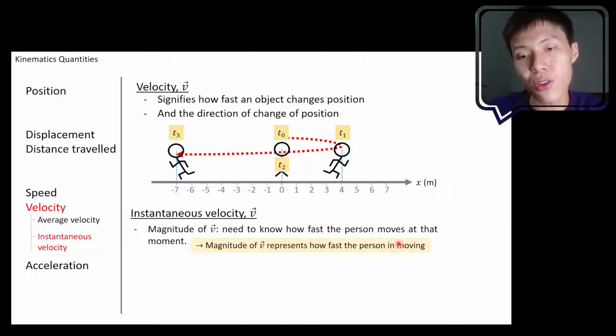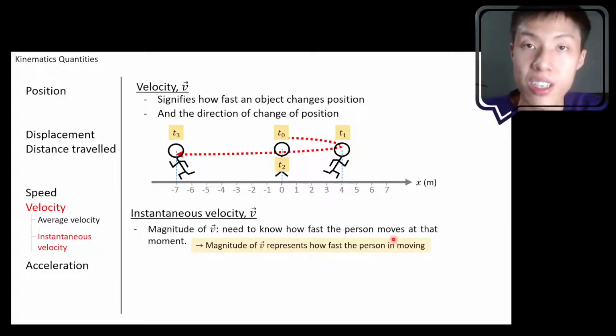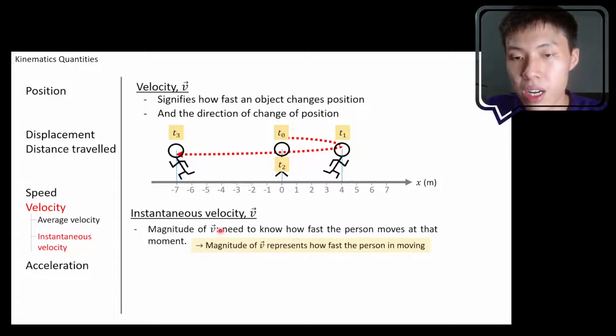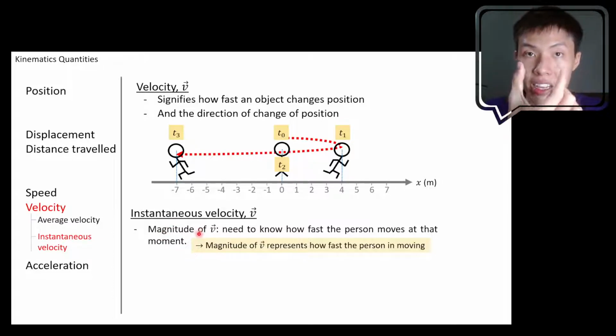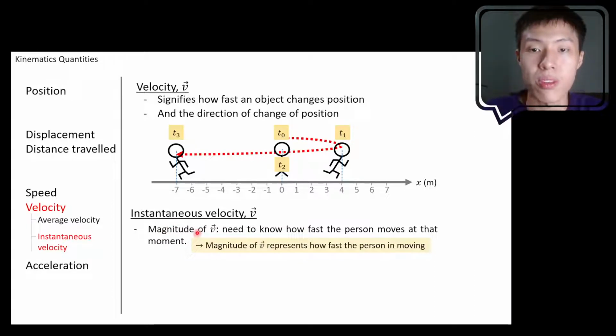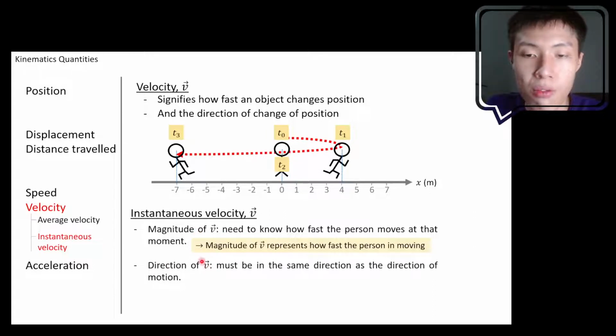Okay, so we should expect that the magnitude of velocity is somehow related to speed, because we said just now speed is how fast the person is moving. Okay, so again later we'll see magnitude of velocity is represented by the length of the arrow that represents the velocity vector. Okay, next we talk about direction of velocity.